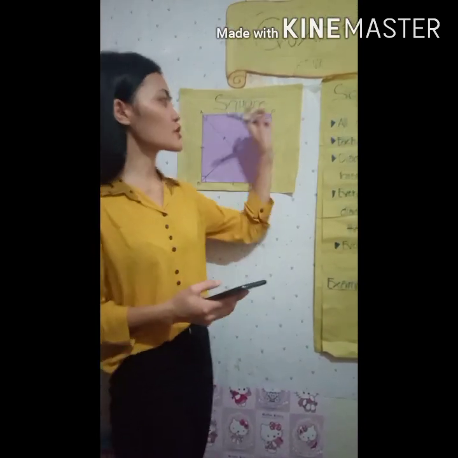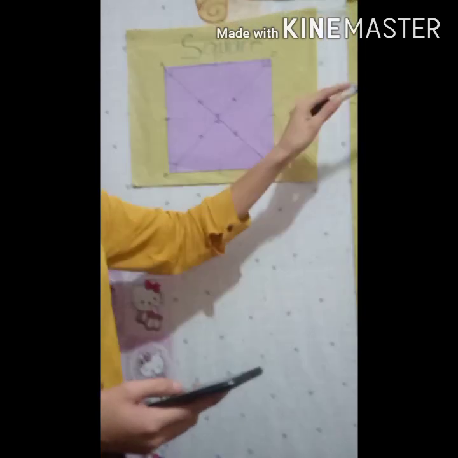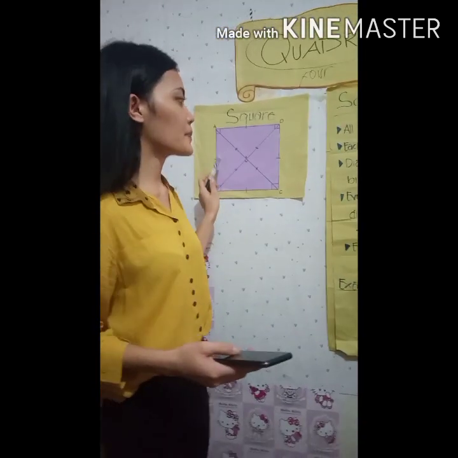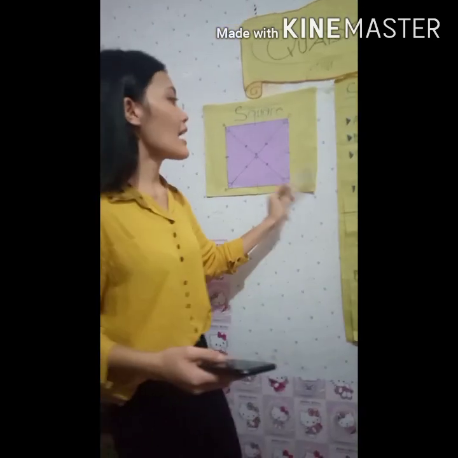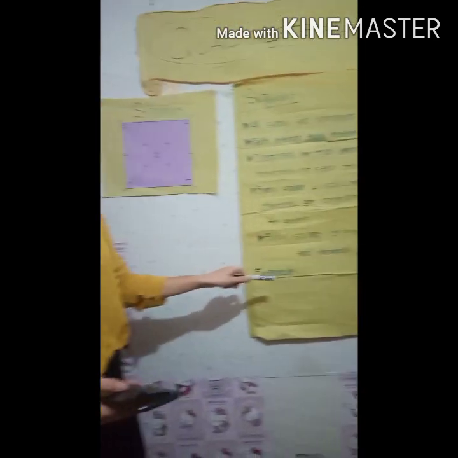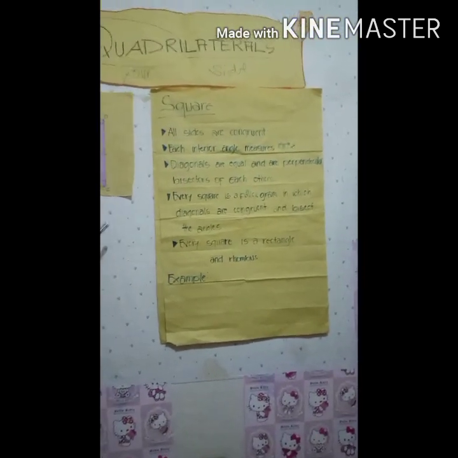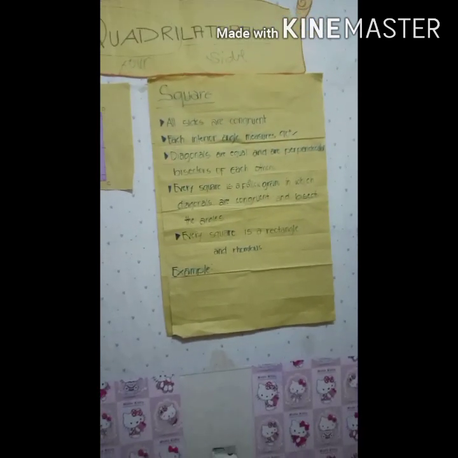Next quadrilateral is the square. A square has all sides congruent. Each interior angle measures 90 degrees. Diagonals are equal and are perpendicular bisectors of each other. Every square is a parallelogram in which diagonals are congruent and bisect the angles. So every square is a rectangle and a rhombus.